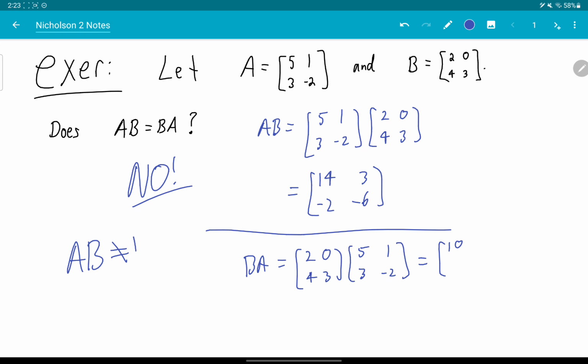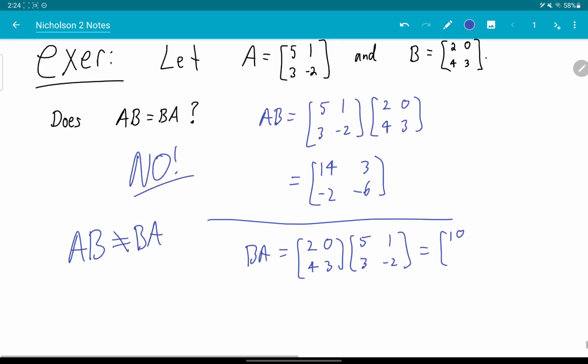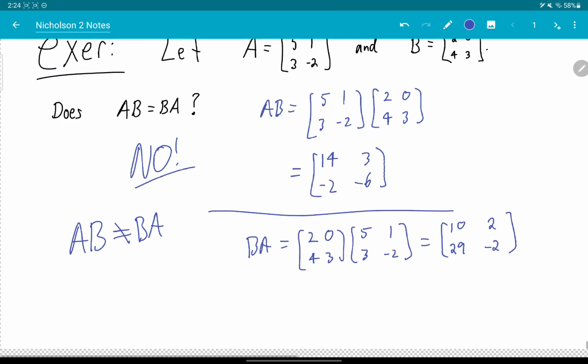So AB in general is not going to equal BA. It could, it's possible. There are cases where it does equal, but not in general. Let me just finish this just for completeness. 4 minus 6 is minus 2. Okay, way off. I apologize about my 2's. I can't seem to be consistent. I don't know. I'm trying. There we go. Okay, not the same.